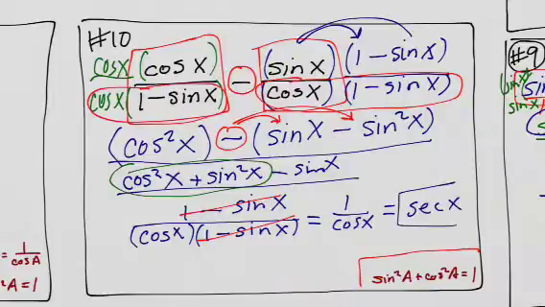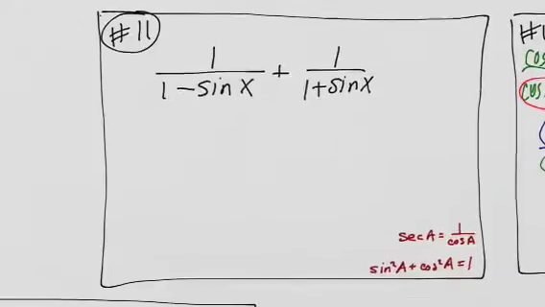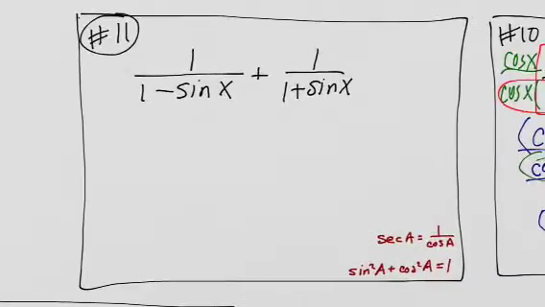The inverse of the cosine. Hooray! Number 10 down. Slide on over to number 11. Kind of the same deal going on here. We have two fractions. This time they're being added, and we want to get the denominators the same. So to be able to do this addition, we need to get the pesky denominators to be the same.